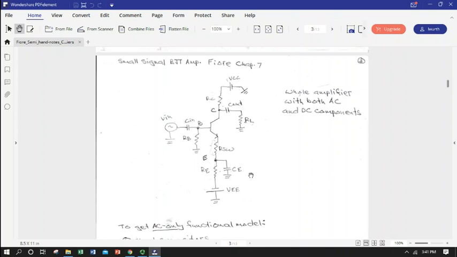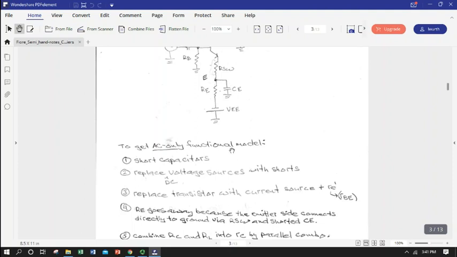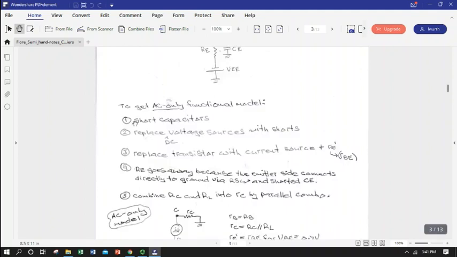Okay, so this is what we'd see on a circuit schematic, or we'd open up a device and we'd see these physical components laid out in some arrangement. So our first step to getting our AC only model is to go through a few checklist steps. First thing we're going to do is short all the capacitors, because AC signals don't see really any impedance from the capacitors. The capacitor values are chosen such that they pretty much are going to act as shorts for whatever frequency of signal we're using. Next, we're going to replace all the DC sources with shorts to ground.